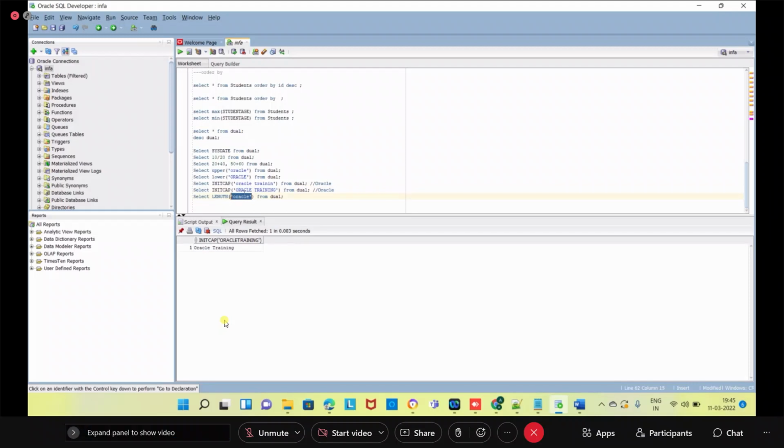Okay, so now if you want to know the length of the character, then you can go with length. Oracle gives a function called length, so using this length you can find the length of the string. Like Oracle length is 6, and length will also handle the spaces. It will think about spaces also. Let me tell you, a space b, so then how many? 3.